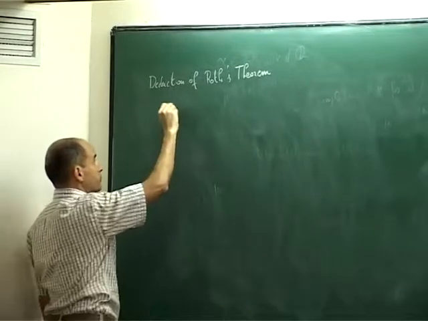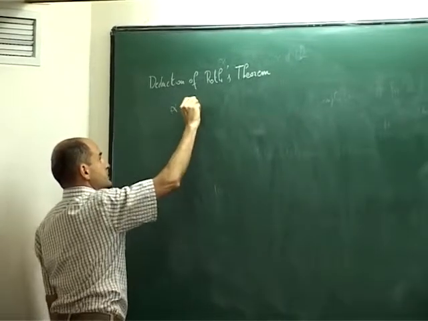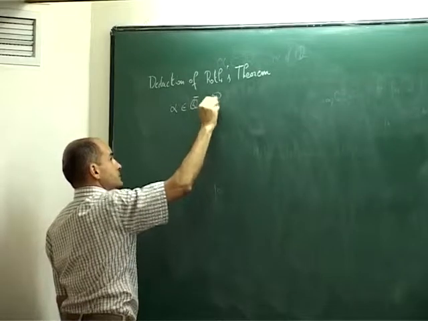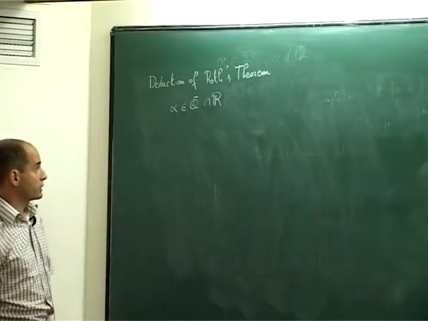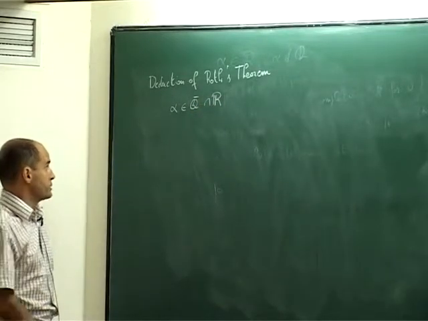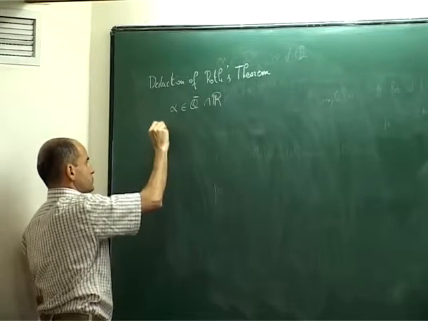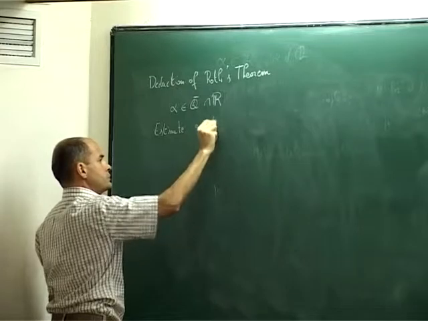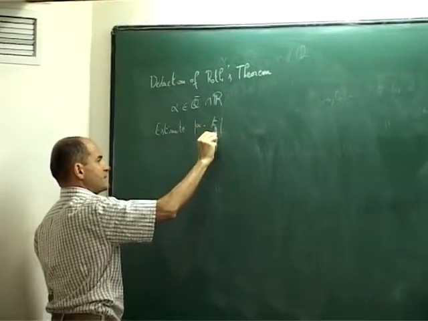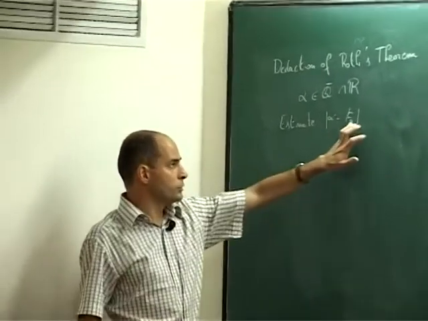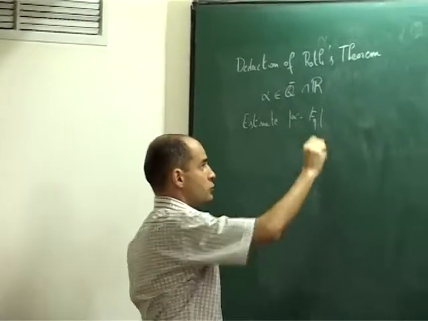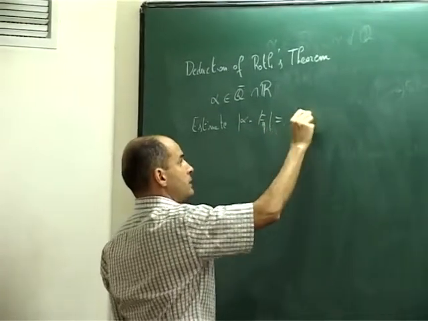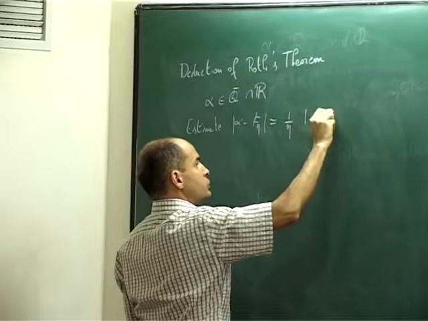So we take alpha, an algebraic number, and we have to estimate |alpha minus p over q| in the usual sense. Of course, it's 1 over q times |q alpha minus p|.